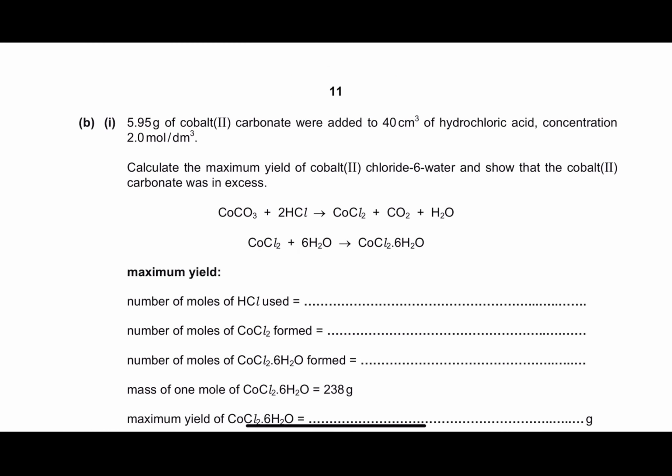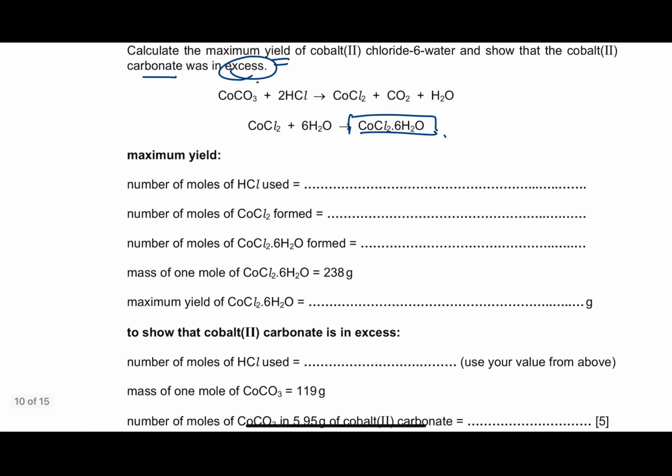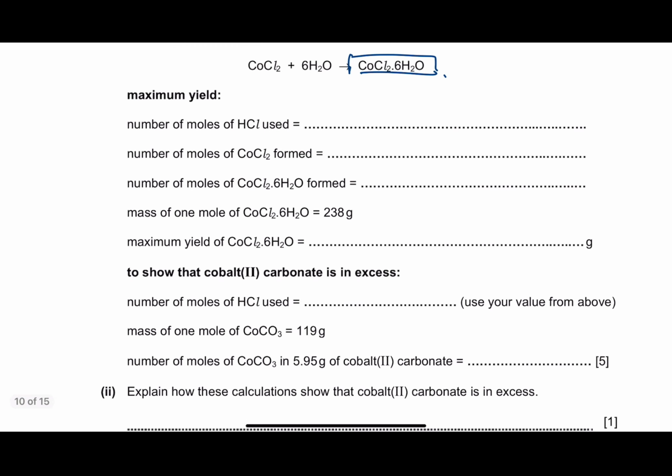This is the question from specimen paper 2020, question 6b. It says that 5.95 gram of cobalt carbonate were added to 40 centimeter cube of hydrochloric acid. The concentration given here is this 2. They're asking you to calculate the maximum yield of cobalt chloride 6, which is this one, and show that the cobalt carbonate was in excess.